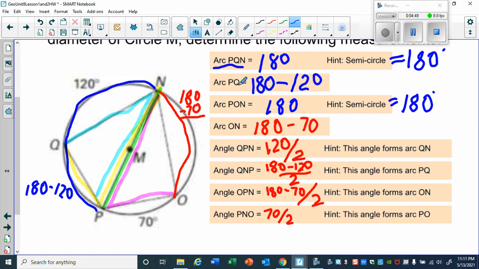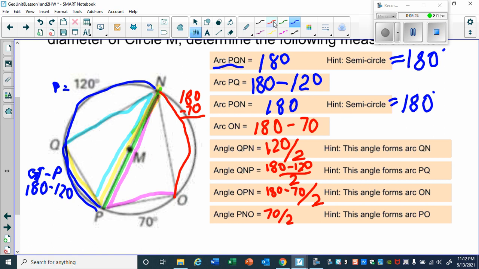For instance, to get arc PQ, it is this part right here, from P going up to Q. We're told the grand total must be 180. So that's your grand total, and then you take out the portion, which was 120. As a result, you subtract those two numbers and you get your value for arc PQ. And that's going to help us everywhere else we go.